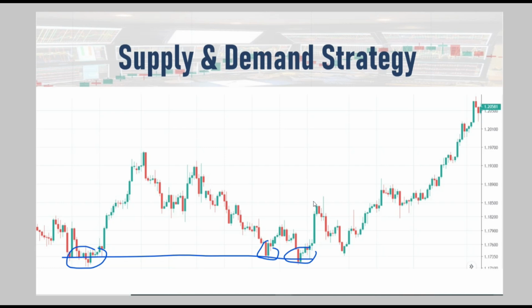We're looking for a price to come back to the zone. So this is a nice demand zone right here. Okay. Price came back to that demand zone and it gave us a nice little trade to the upside. Okay. We had a nice trend line break right here. We could have got in right there.